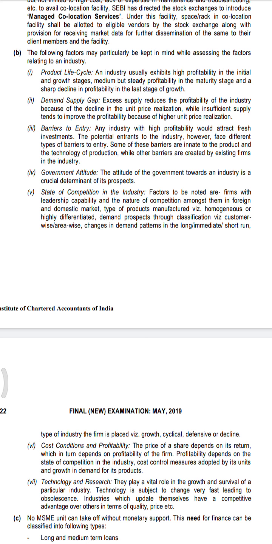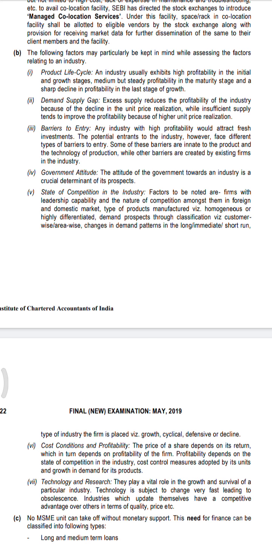Product life cycle. An industry usually exhibits high profitability in the initial and growth stages, medium but steady profitability in the maturity stage, and a sharp decline in the profitability in last stage of growth. Demand supply gap. Excess supply reduces the profitability of the industry because of the decline in the unit price realization, while insufficient supply tends to improve the profitability because of higher unit price realization.